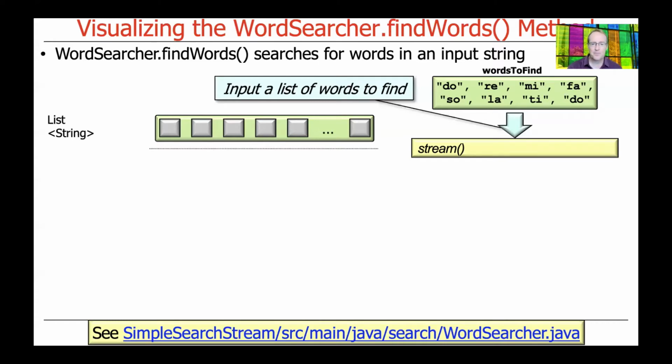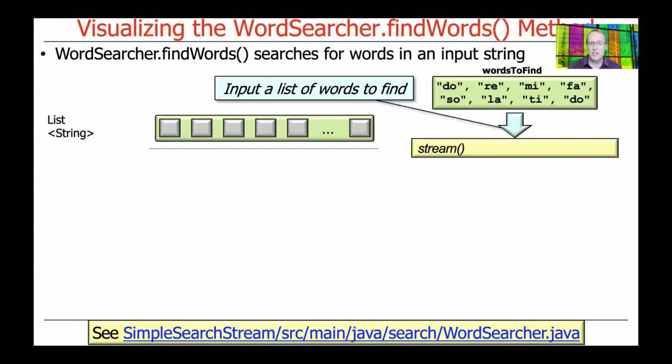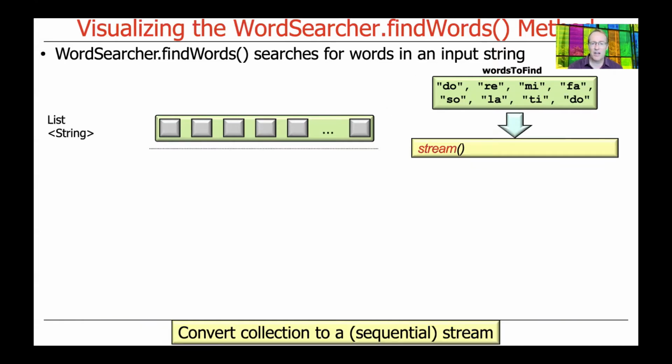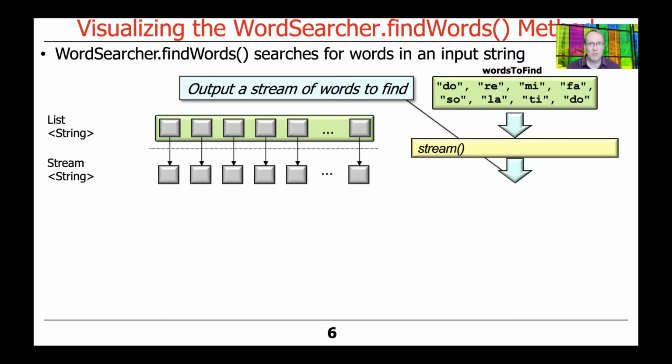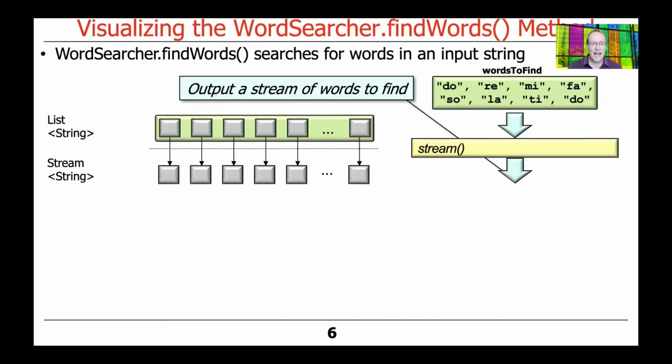So the first thing we do is we take our list of words to find and we convert that into a stream. We use the stream factory method, and the stream factory method creates a sequential stream in this case. And so we end up with a stream of words, which are strings. If you take a look on the left-hand side, you can see we start out with a list of strings. Each string is denoted by a little gray square. And then we convert that into a stream of strings using the stream factory method. So we now have a stream of strings that was converted from the list of strings.